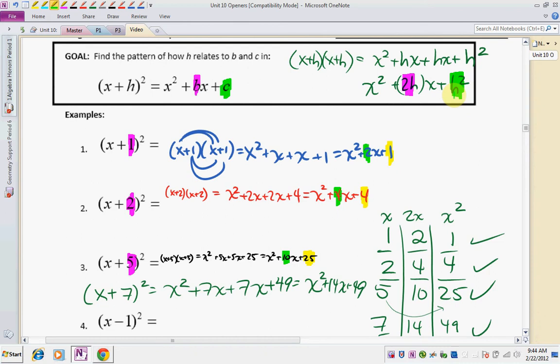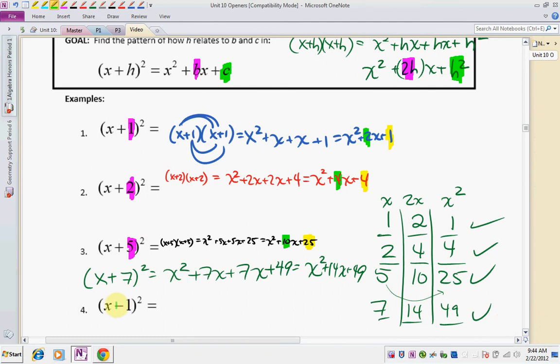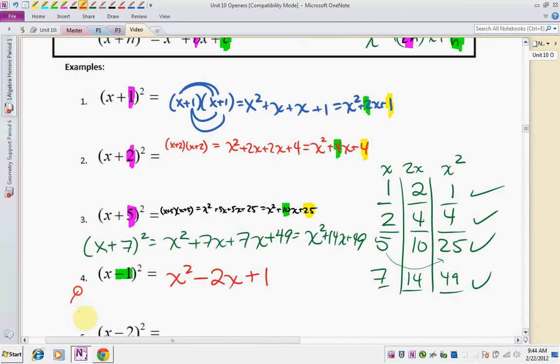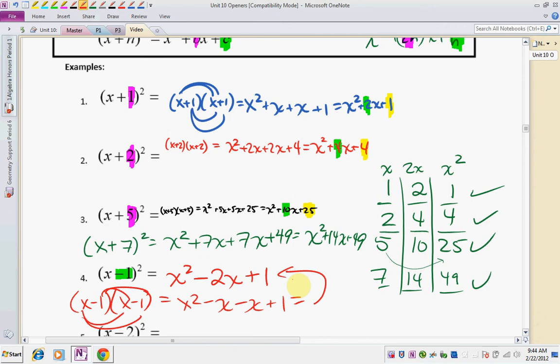That if you take the number, for example, the -1, you double it, so that'd be -2. That becomes your b value. And if you square it, that becomes your c value. Now let's just confirm, just to be sure. x squared minus x plus 1, which is just the same as that.